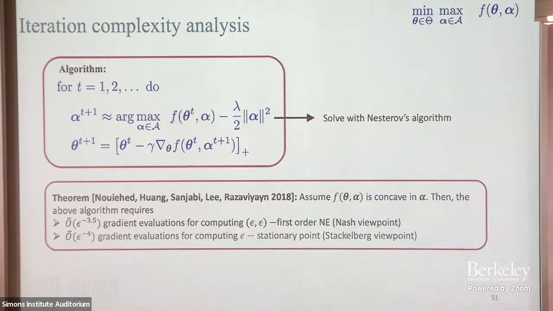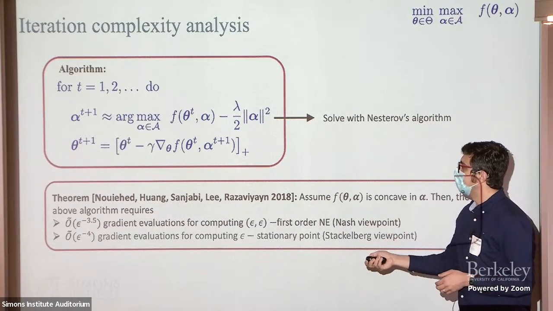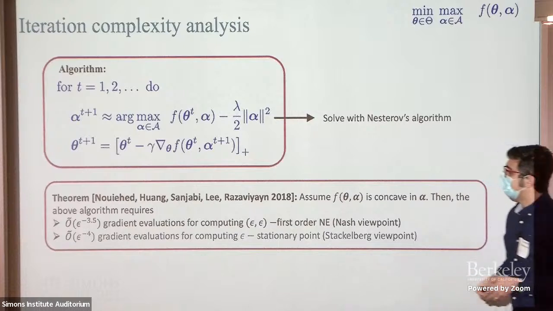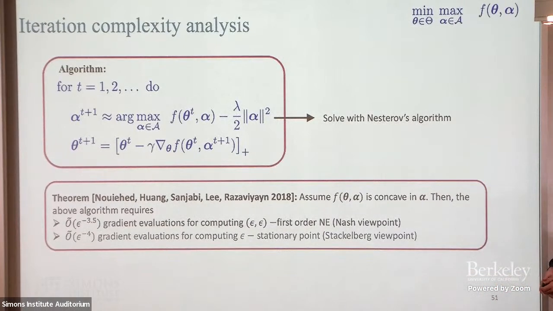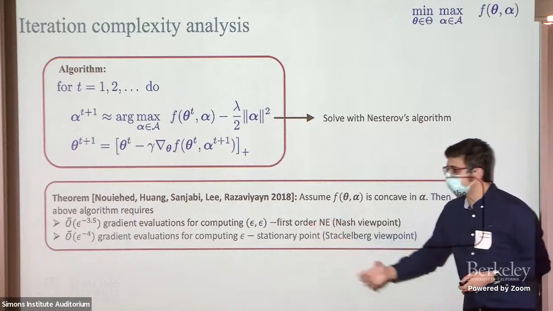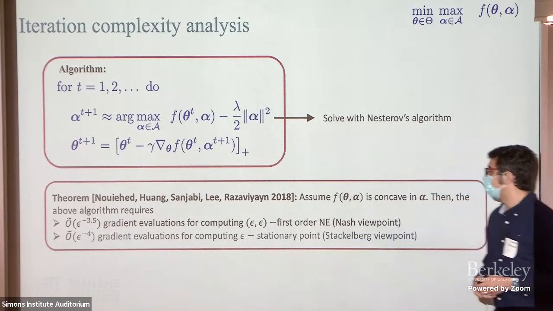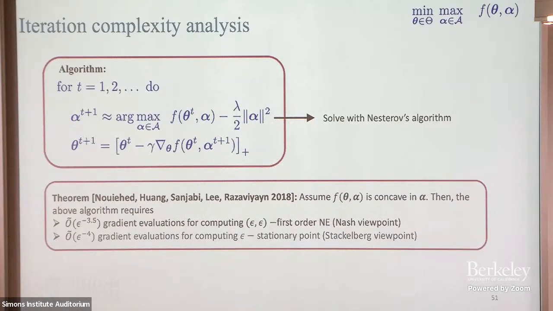This tells you that you can analyze, and you see that you need order epsilon minus 3.5 gradient evaluations for computing stationarity in terms of the Nash equilibrium viewpoint, and epsilon minus 4 in terms of the Stackelberg viewpoint. As I said, when you have concavity, the two notions are related, so you can compute the number of gradient evaluations for both of them. So any questions so far?